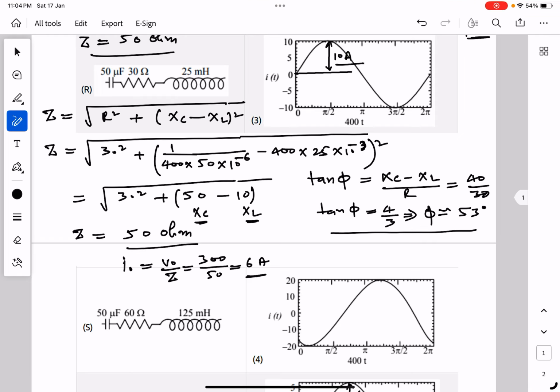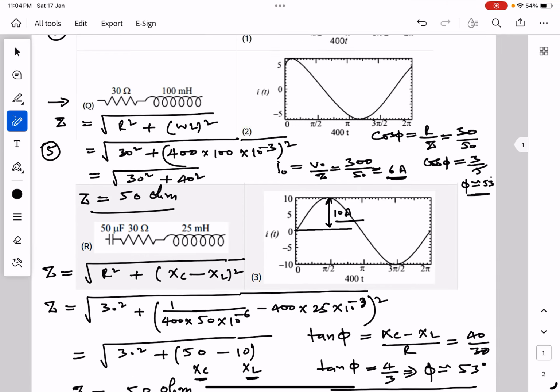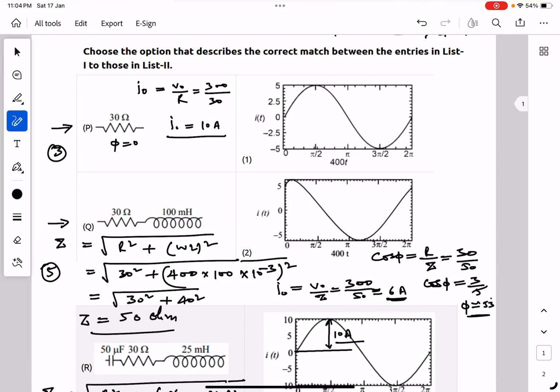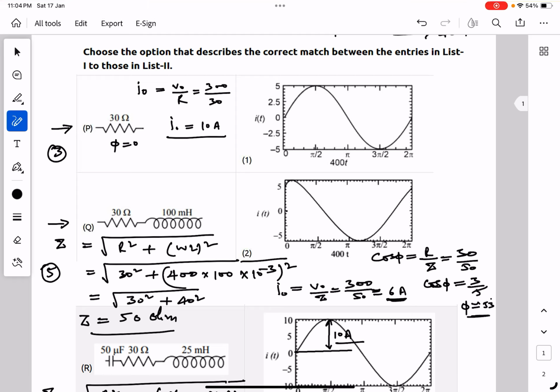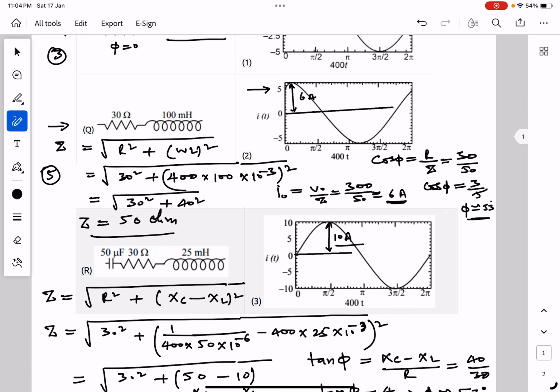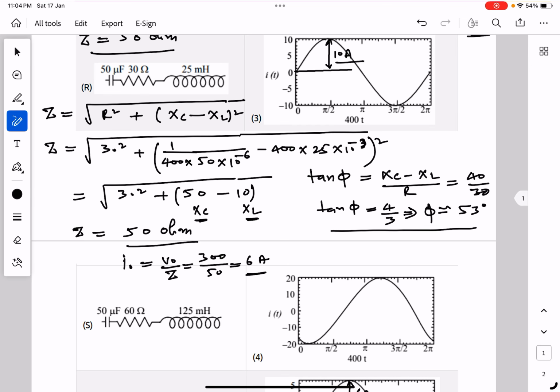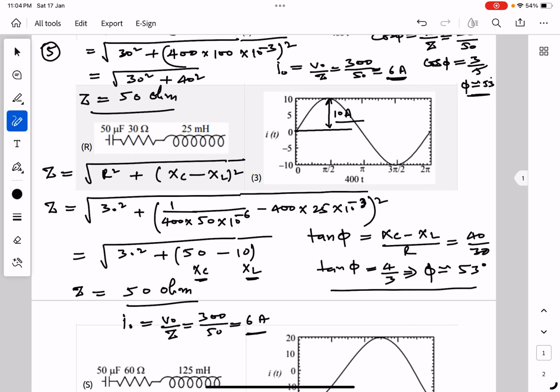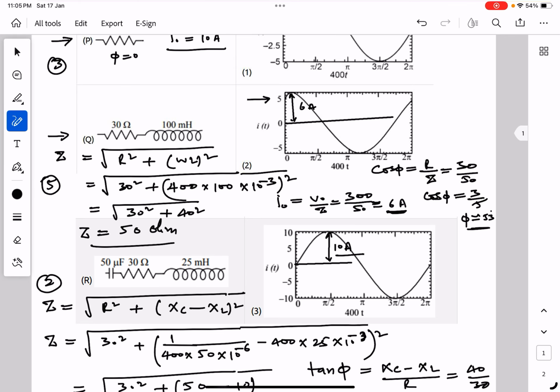So let us find out the correct match. In this case amplitude of the current is 6 ampere and current leads the voltage. So this is the correct match, number 2. Let us move to the next one.